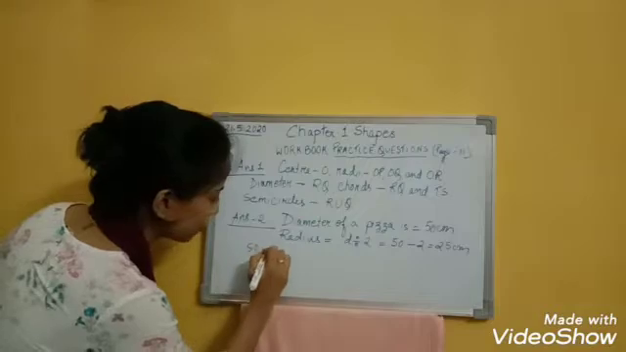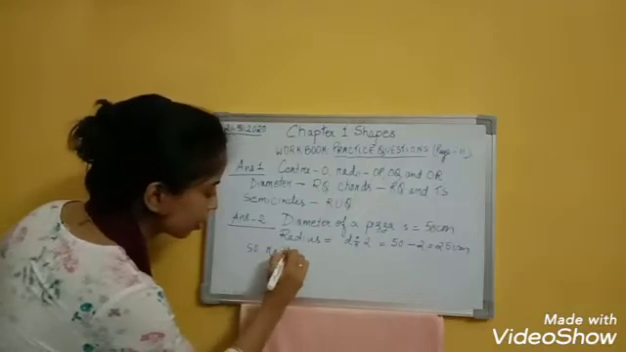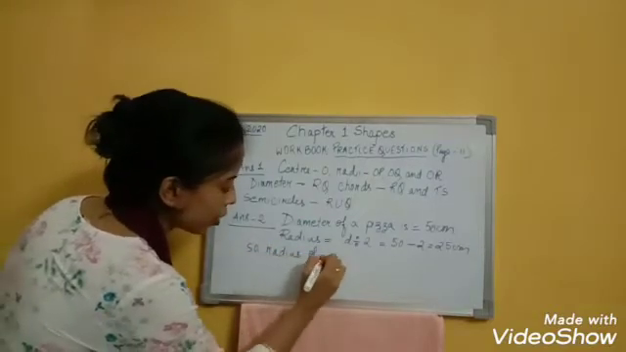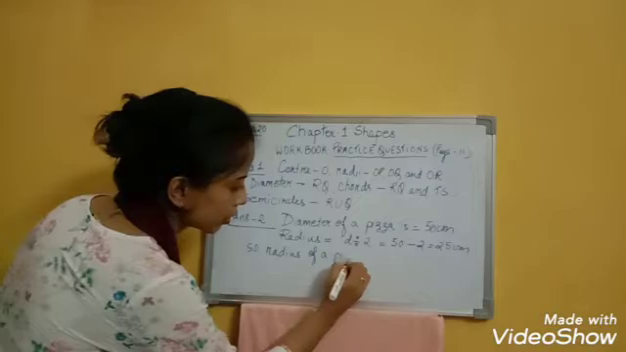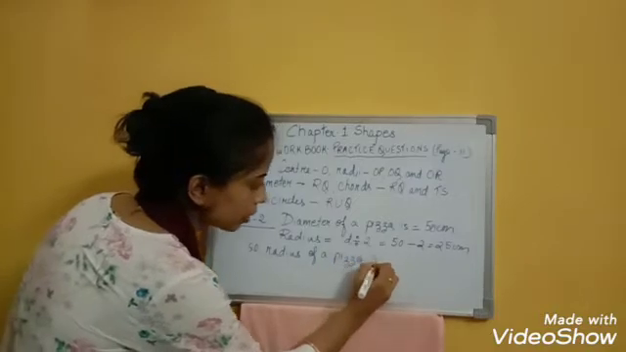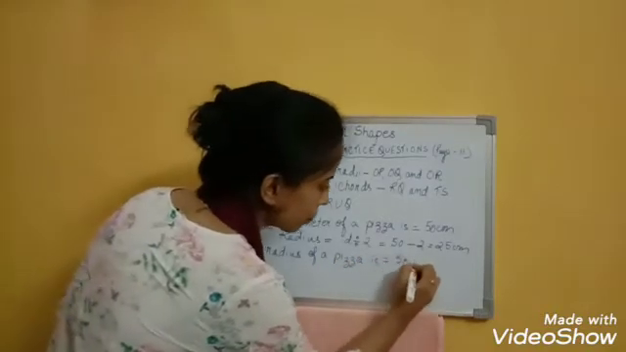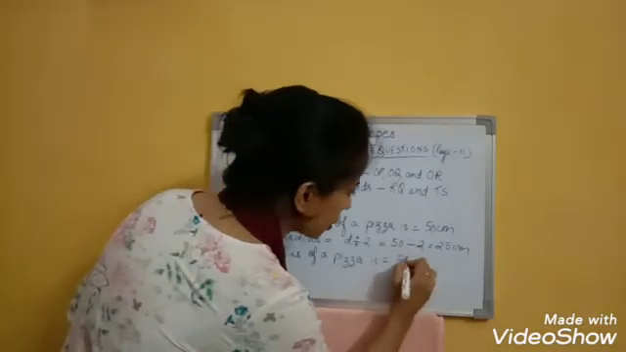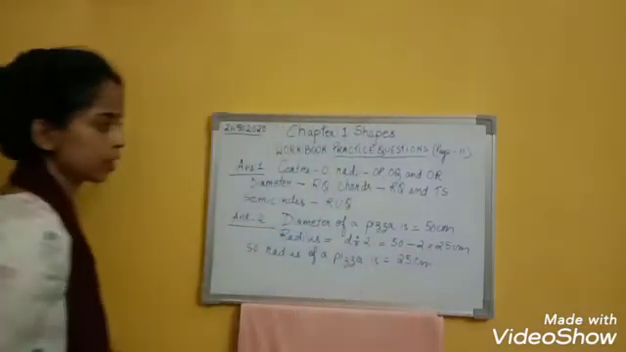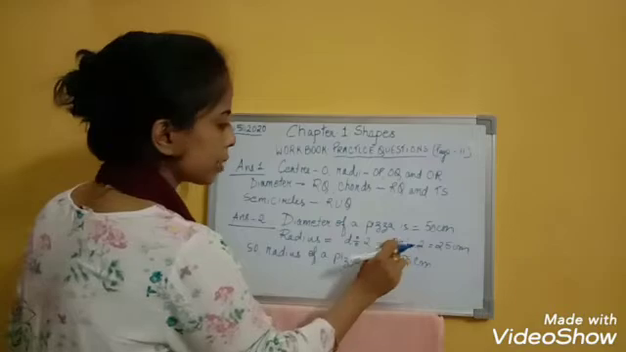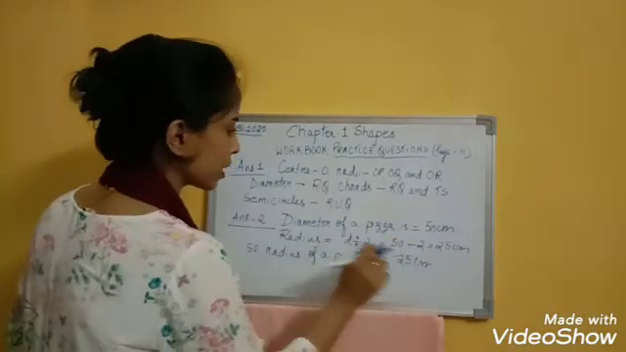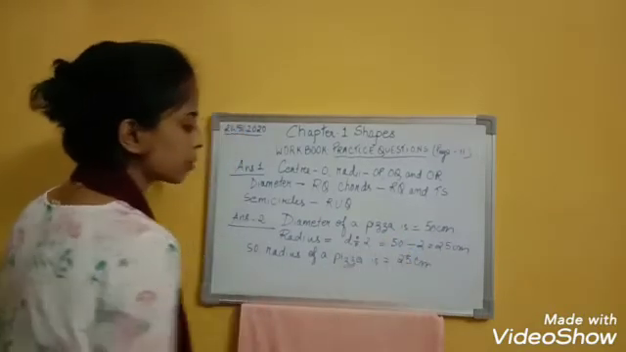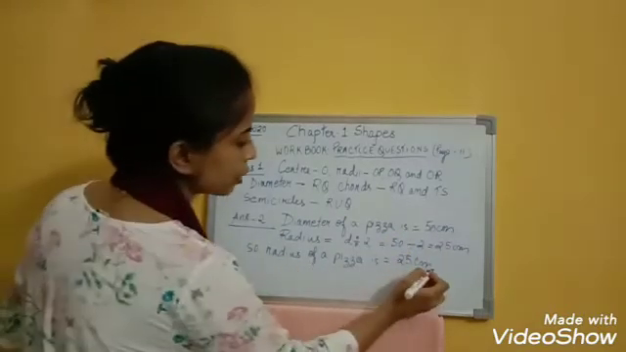So radius of a pizza is equal to 50 cm. Right? Sorry, not 50 cm, it's 25 cm. So 50 is the diameter and 25 is the radius. That means half of 50 is 25 centimeter. So radius of a pizza is 25 centimeter.